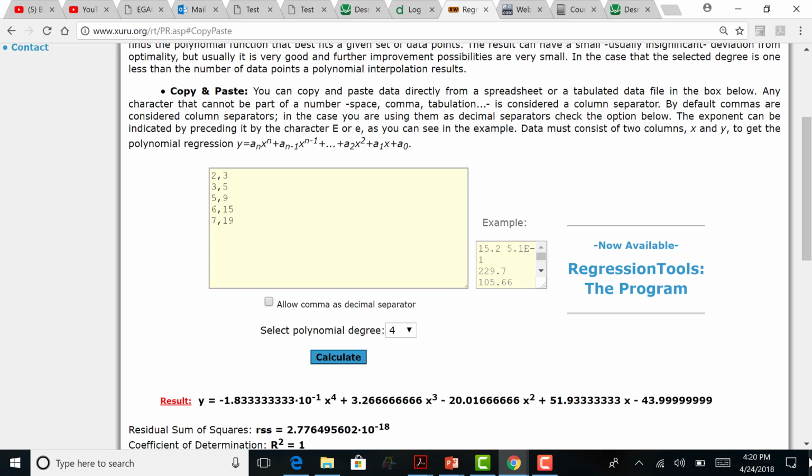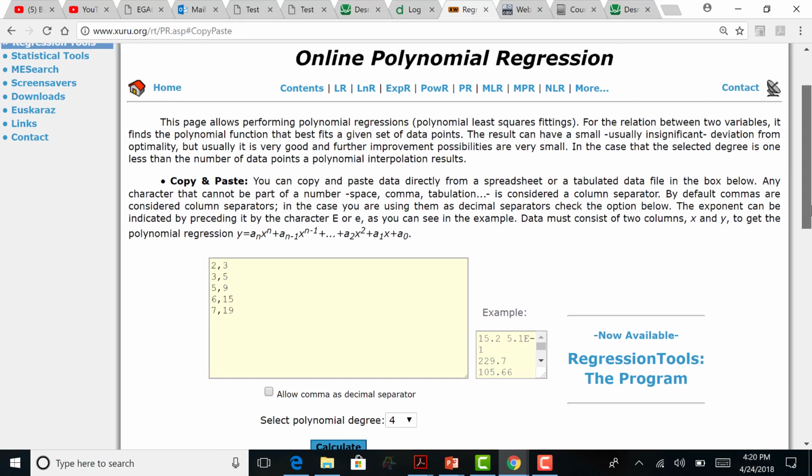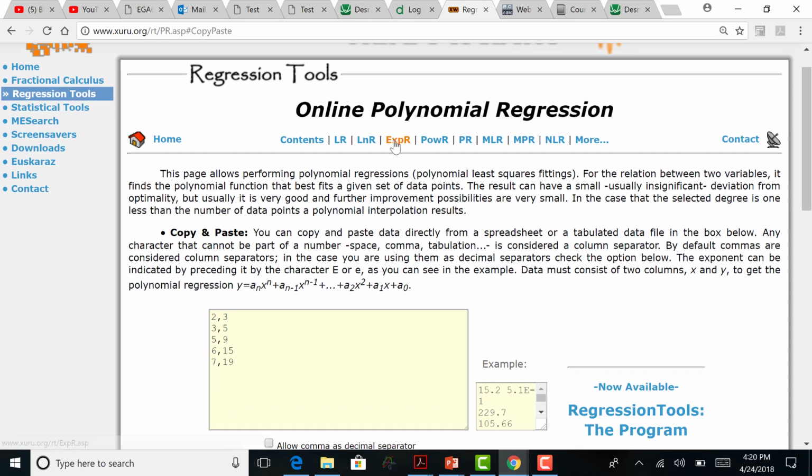Which regression tool do you use for 5.4? Exponential. Here is 5.4. The question asked you for an exponential. You click on exponential, that EXPR. It's going to give you an answer with an e in it. You have to change it. Let me say this quickly so you'll know what I mean.